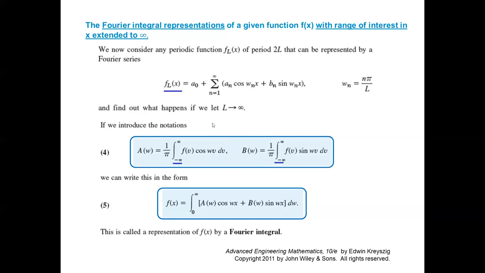Similarly, we can say that for an odd f, odd times even equals odd, and odd times odd equals even. So a of w is going to be zero, and the product of an odd times odd equals an even function. So b of w we can multiply by 2, and let the integration limit be changed from 0 to infinity.